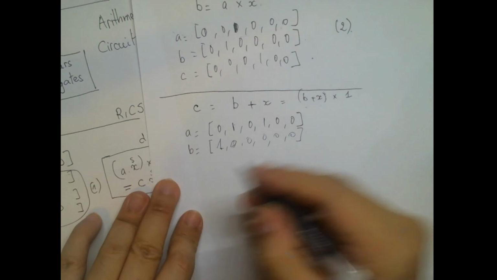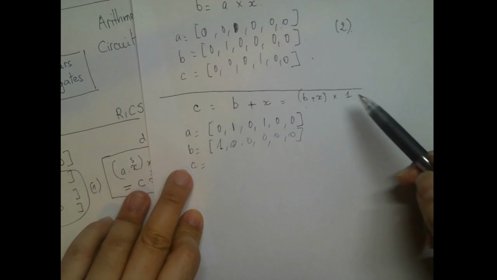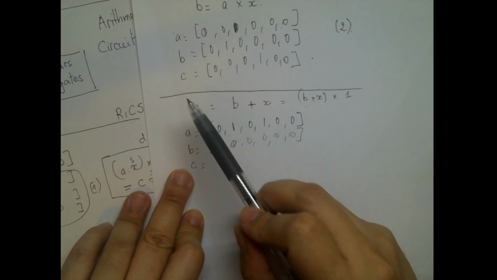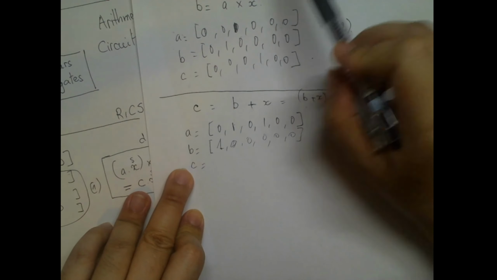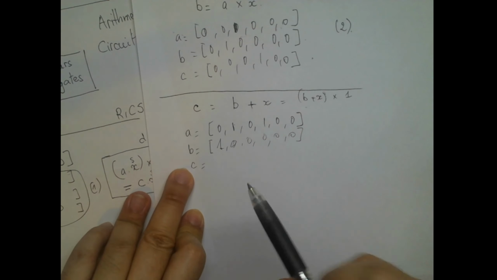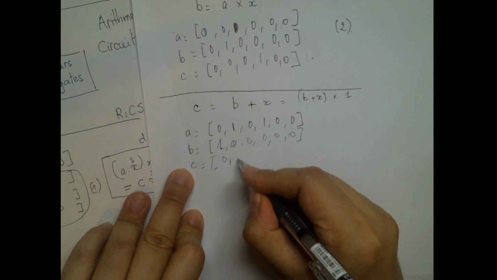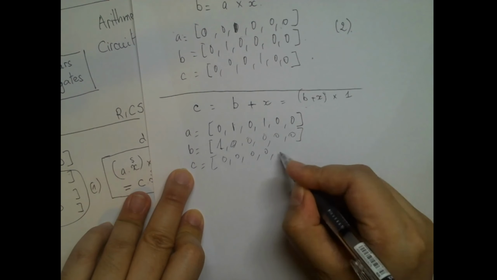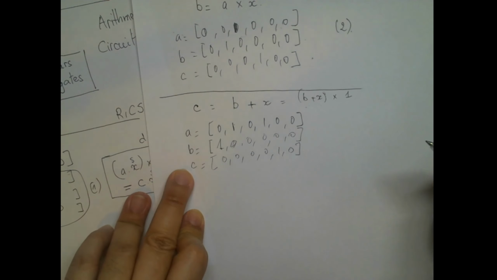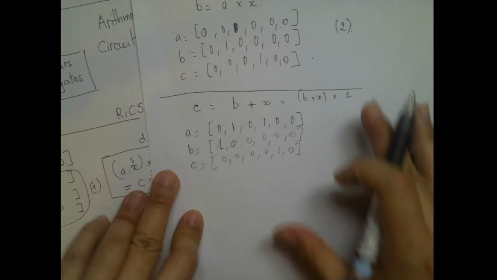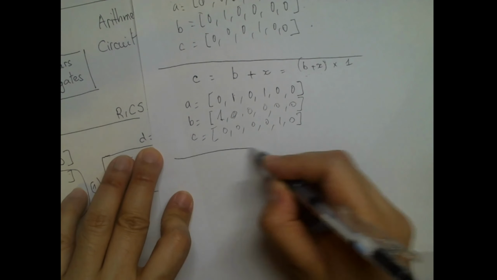Right, and then C again is going to be the output C, right? So it's going to be only 1 on the last term, on the 1 to last term, 0, 0, 0, 0, 1, 0. Well, that was a little bit different, but pretty simple as well.